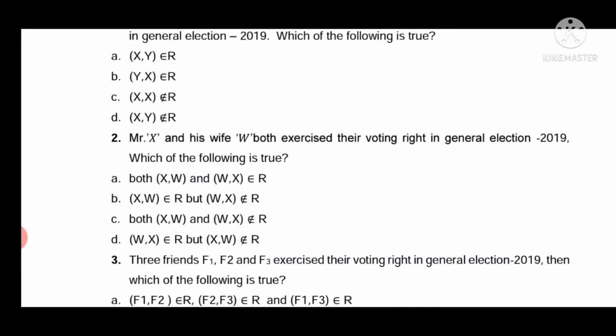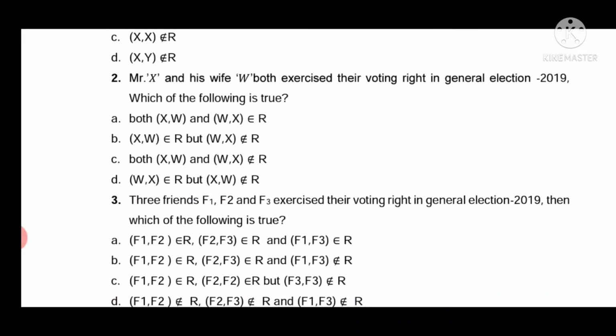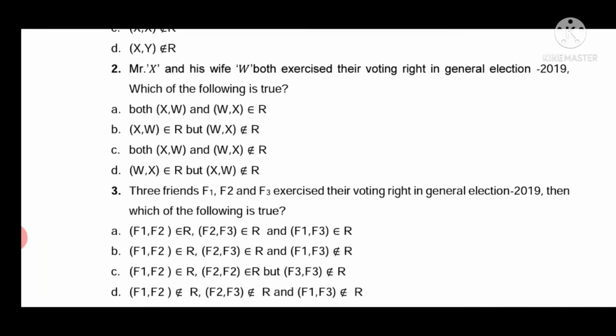Now three friends F1, F2, F3 exercised their voting right in general election 2019. Then which of the following is true? Here the answer is A. (F1, F2) belongs to R, (F2, F3) belongs to R, and (F1, F3) belongs to R. Look here, F1, F2, F3 exercised their voting right in the general election.